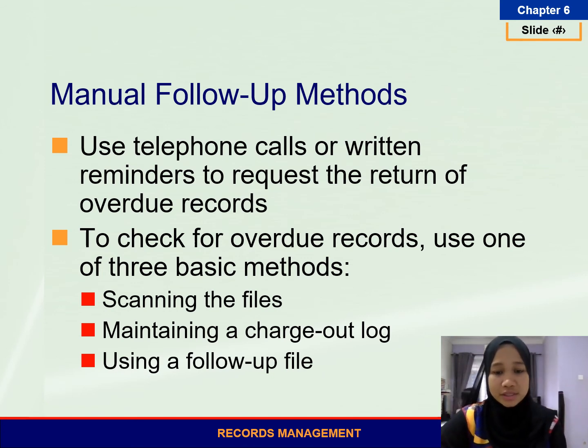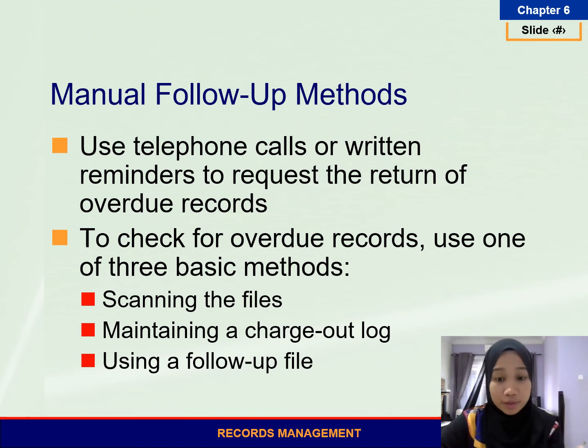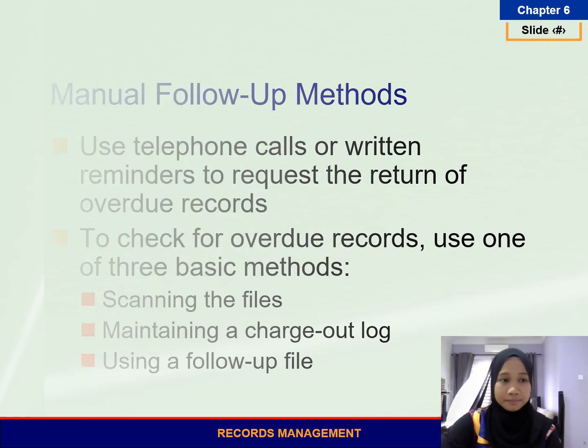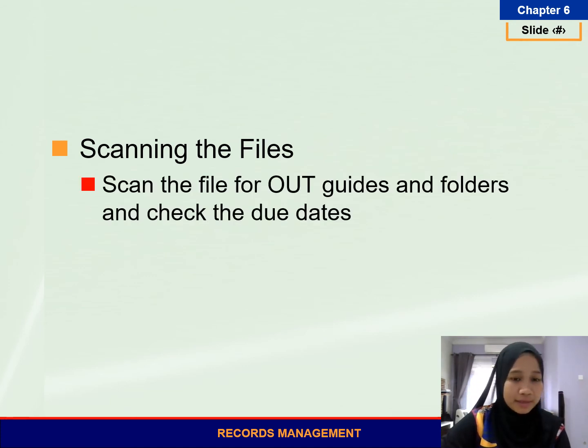Okay, so to check for overdue records, use one of 3 basic methods. Kita boleh guna 3 basic method bila kita buat follow up records ni. Kita boleh scanning the file, maintaining a charge out log and using follow up file. Kita tengok satu-satu ni. Okay, so first cara buat manual follow up ni adalah by scanning the file.